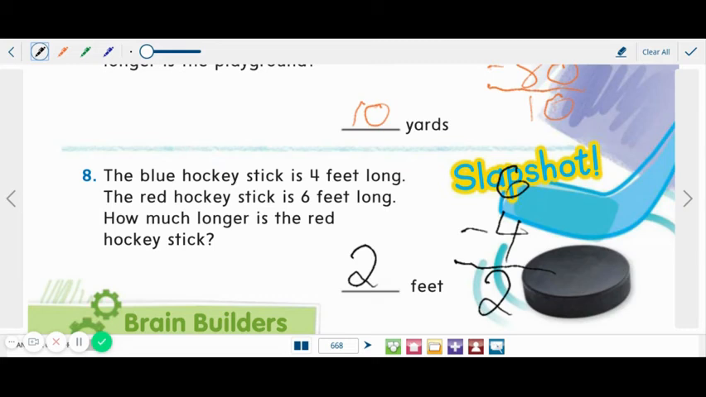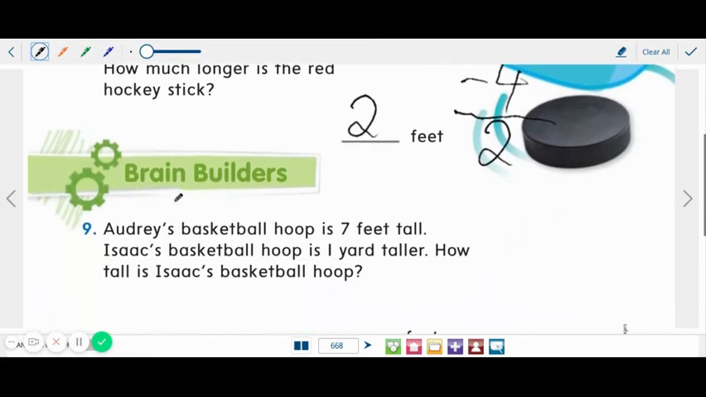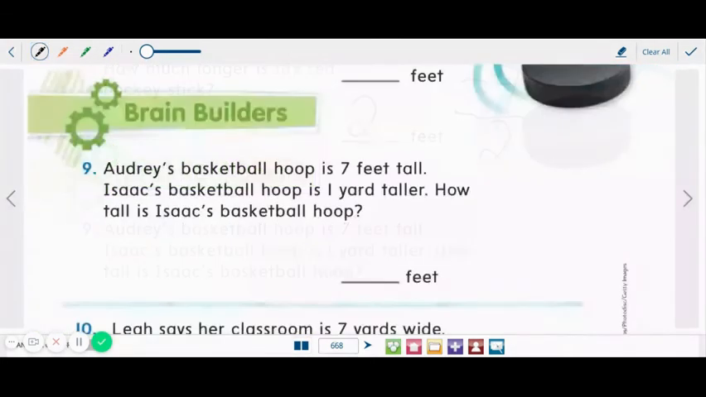All right, going on to our final problem, number 9. Audrey's basketball hoop is 7 feet tall, and Isaac's basketball hoop is 1 yard taller. How tall is Isaac's basketball hoop? All right, so we got to do a little bit of conversion here, finding out yards and feet and everything.